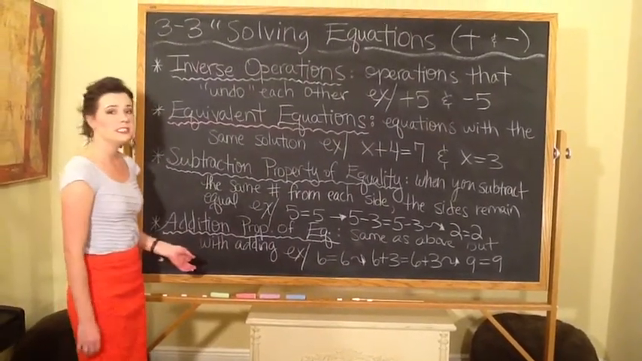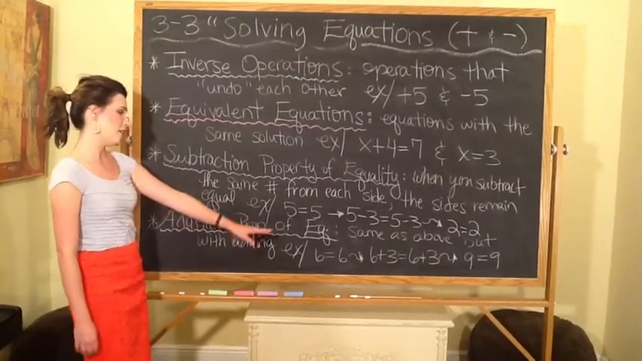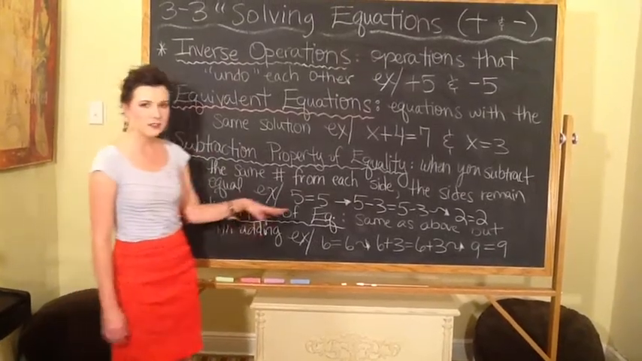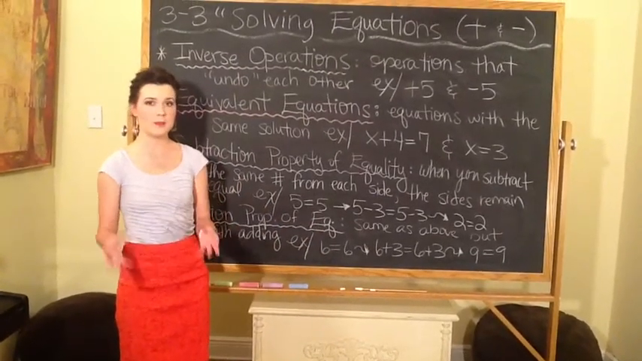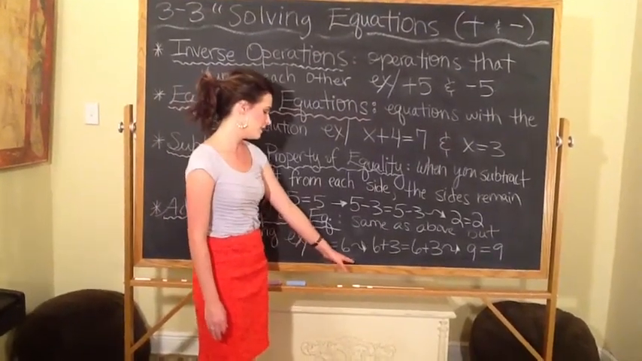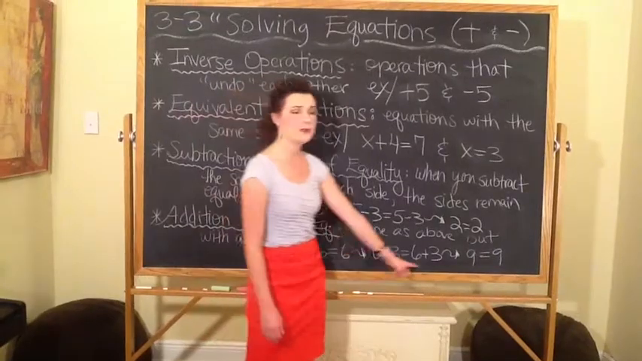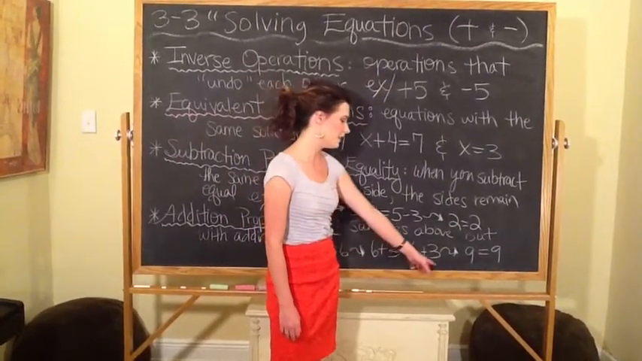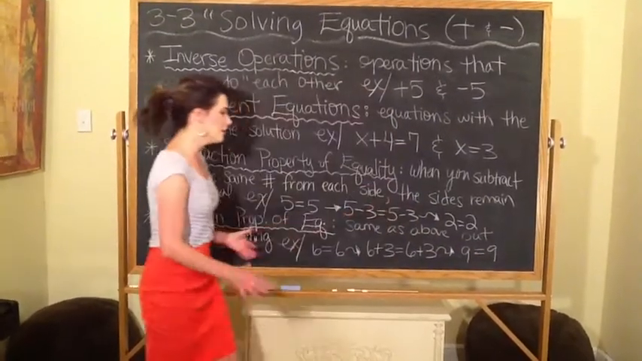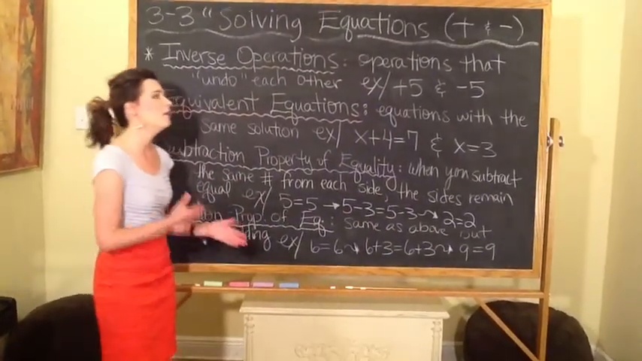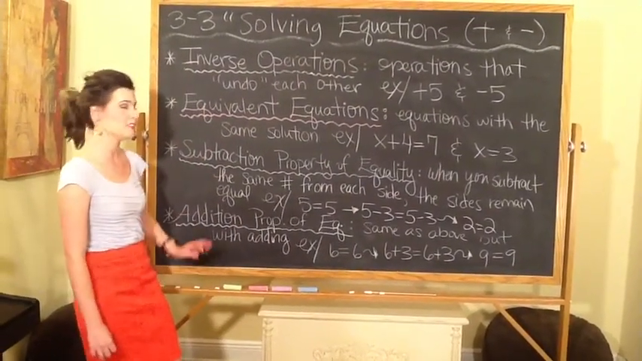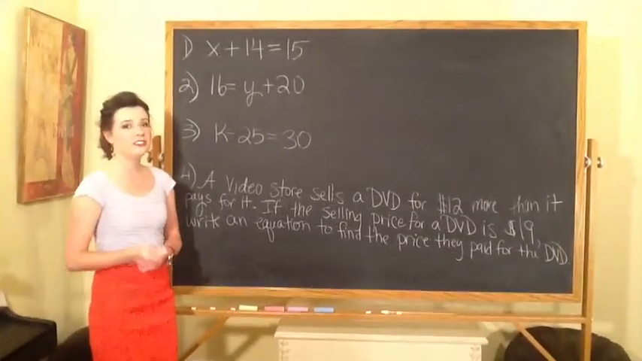The next term we need to talk about is the addition property of equality, which is the same thing as subtraction. Instead of subtracting from both sides, you can add to both sides and keep two equal equations. For example, if you have 6 equals 6, you can add 3 to both sides. So 6 plus 3 equals 6 plus 3, and you're going to get 9 equals 9. Right now this doesn't make much sense to you, but in a second it will, because we're going to solve some equations using these properties and rules. So let's go ahead and do a few examples.